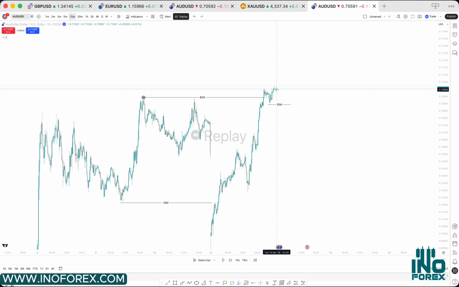So when market creates another pullback like this, we move this inducement to the next pullback because inducement is the first pullback, the recent pullback. So this is inducement. We are marking the next higher high after market takes the inducement.